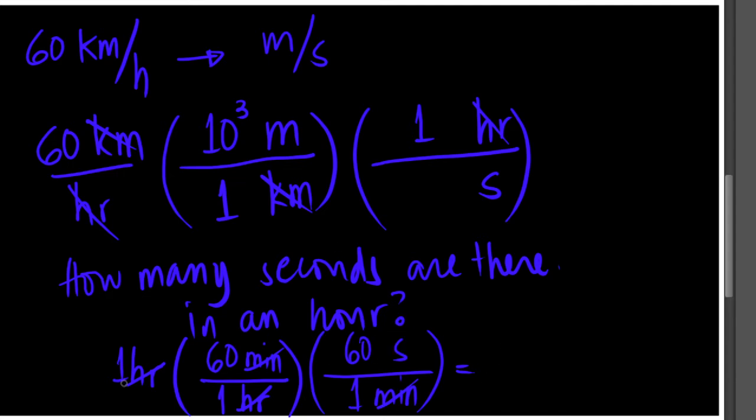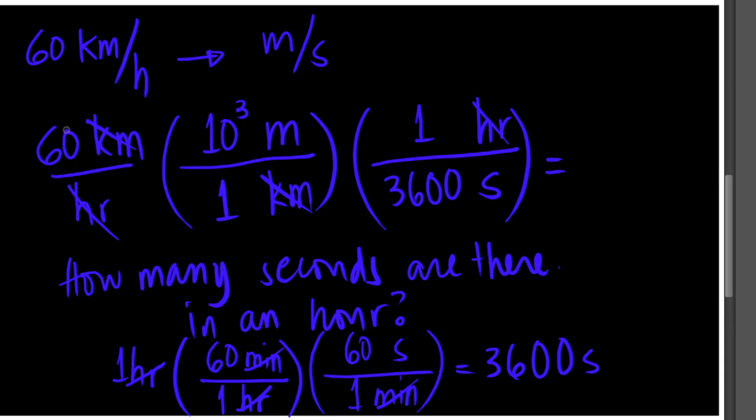Now, we have 1 times 60 times 60, which should be equal to 3,600. I'm not used to calculating, so I'm checking it again. 60 times 60 is indeed 3,600. So, there are 3,600 seconds in an hour. Then, let's cancel out. Oh no, it canceled out already. So, what's left here is meters and seconds.